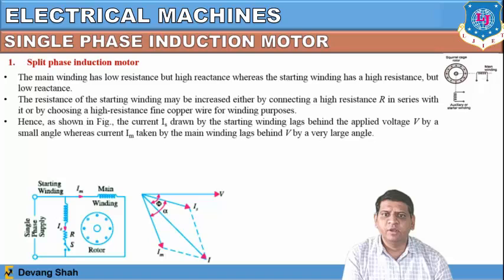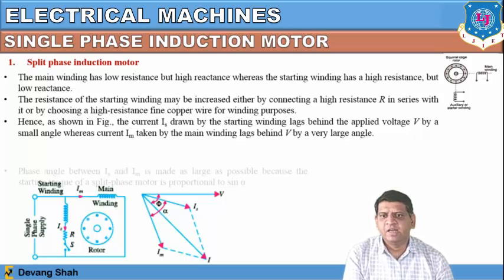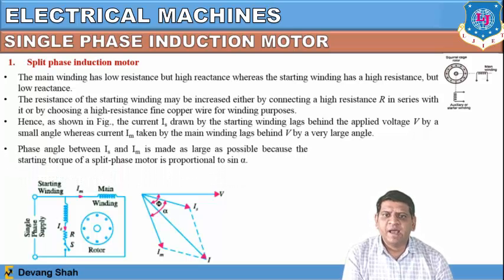Hence, as shown in the figure, the current Is drawn by the starting winding lags behind the applied voltage V by a small angle, whereas the current Im taken by the main winding lags behind V by a very large angle. So the phase angle between Is and Im is made as large as possible, because the starting torque of a split phase motor is proportional to sin phi.